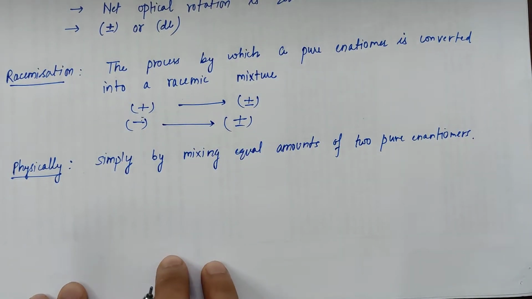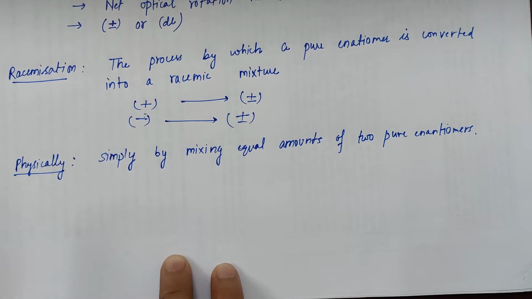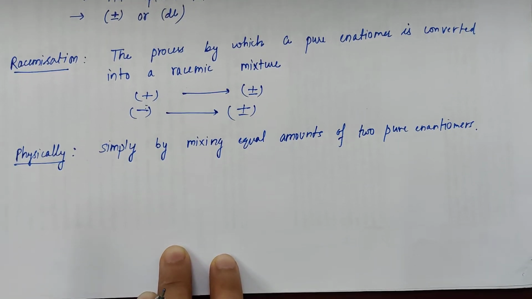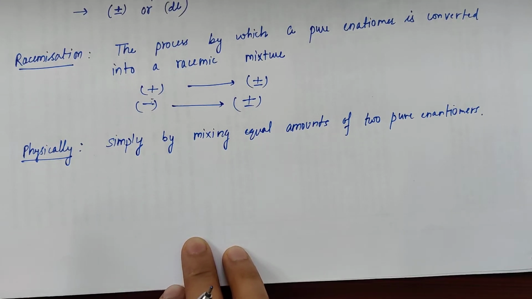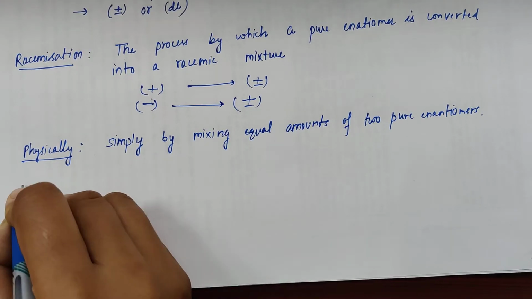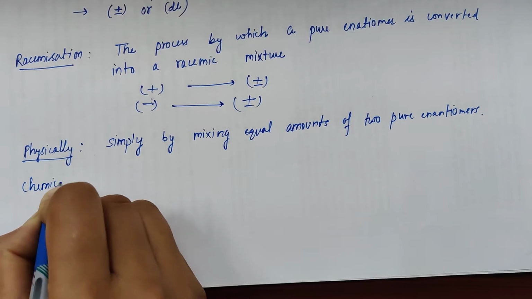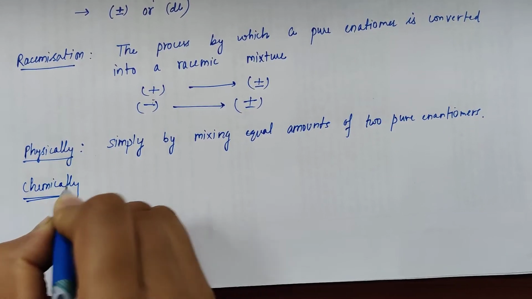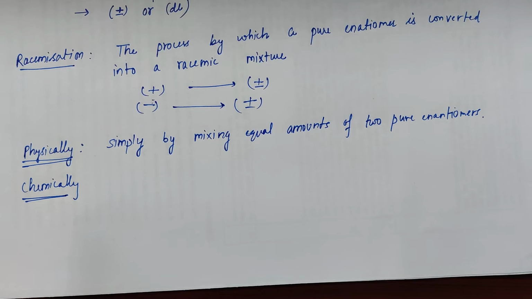But that's not the case always. You do not always have both the enantiomers present with you. So in those cases, what can be done? There are some chemical ways also. Let's say you perform some reaction, you take a starting material and proceed with the reaction in such a way that you get a mixture of two different enantiomers in equal amount.